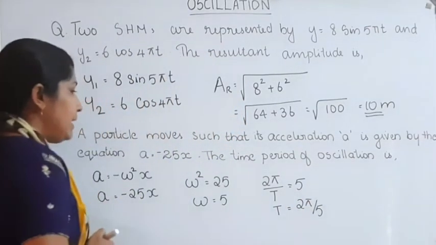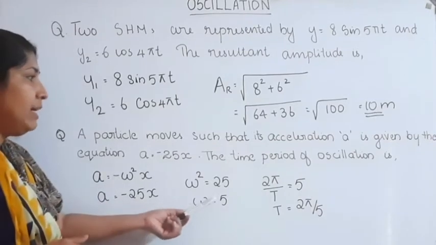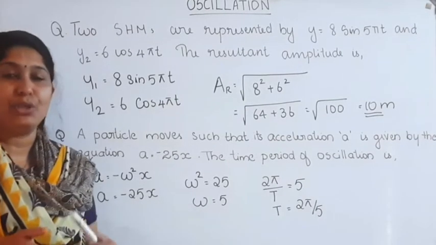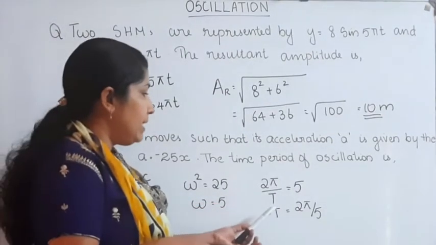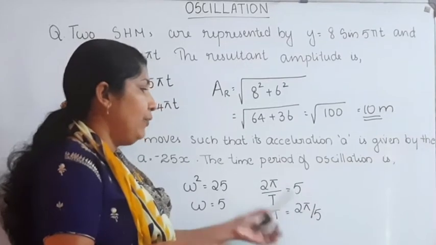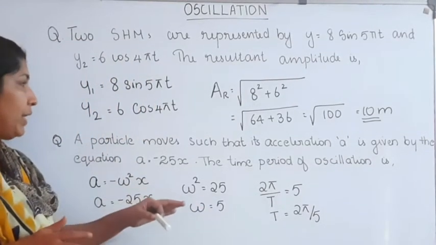Omega square is equal to 25, then omega is equal to 5. Then we know that omega is equal to 2 pi by T. That's the relation. Then time period T is equal to 2 pi by 5. Time period of oscillation is equal to 2 pi by 5.